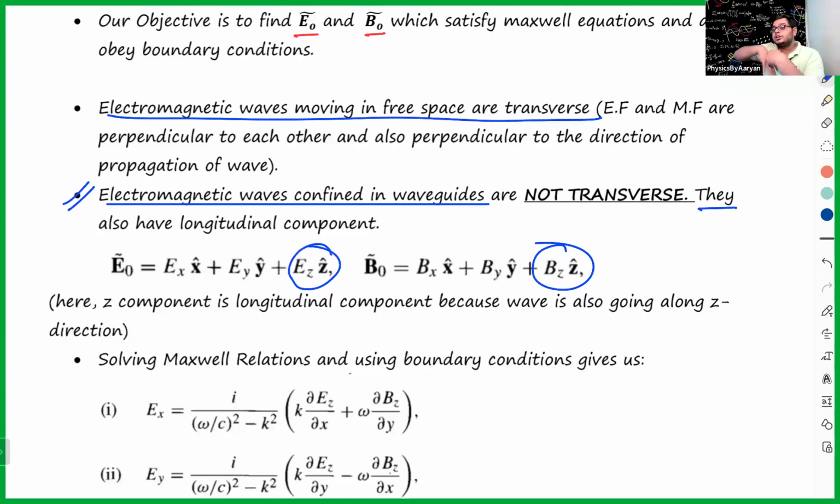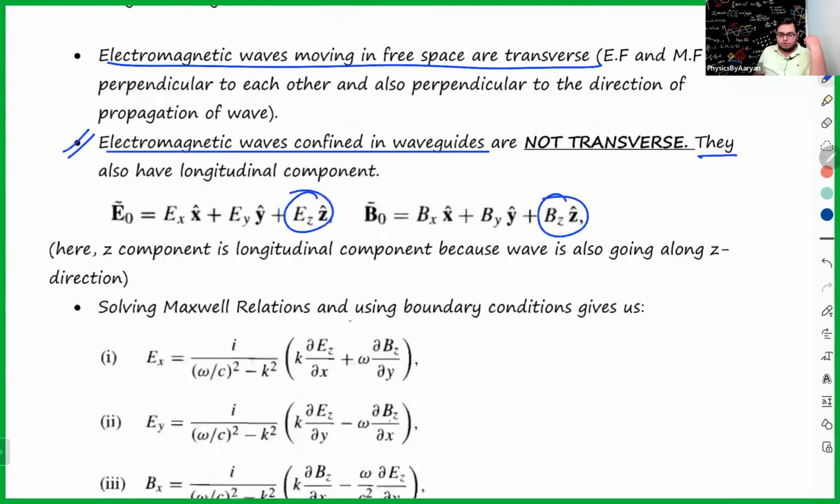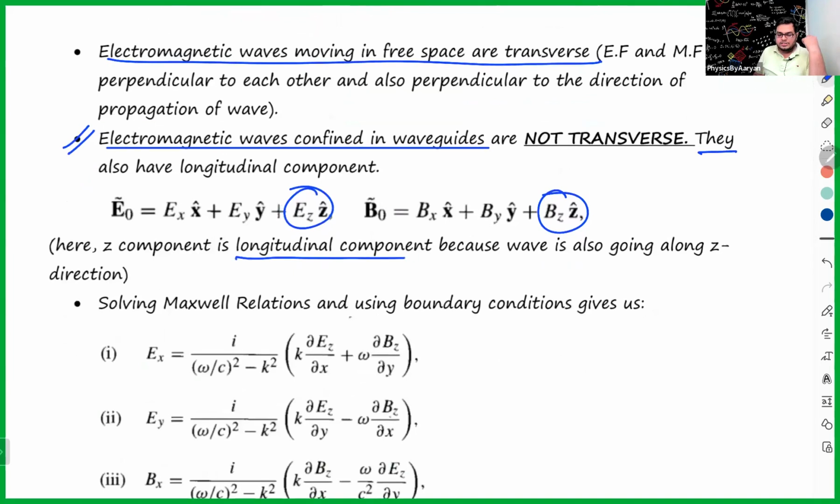This is something we learned in our 6-7 years of physics. But now I'm saying that no, it's not important. Electric field can also be in the direction of the wave. So we can also have a z component of electric field and we can also have a z component of magnetic field. So the z components are basically known as longitudinal components.